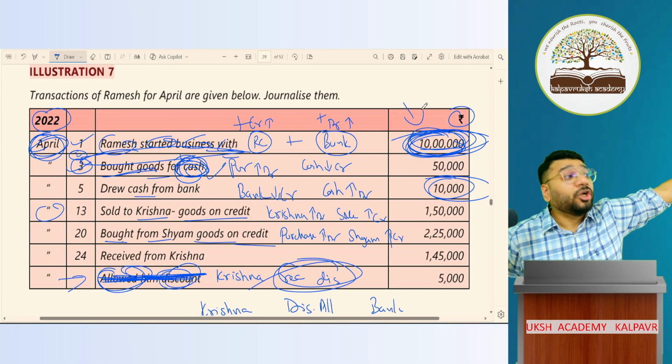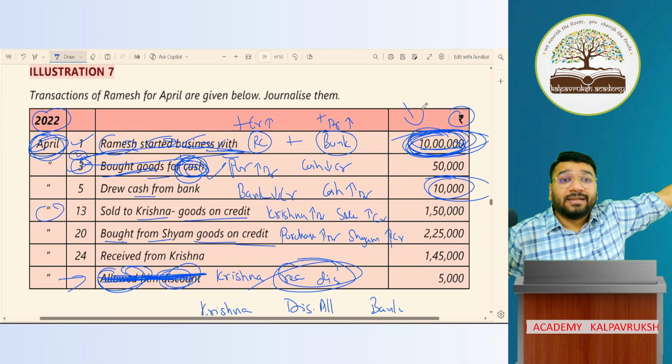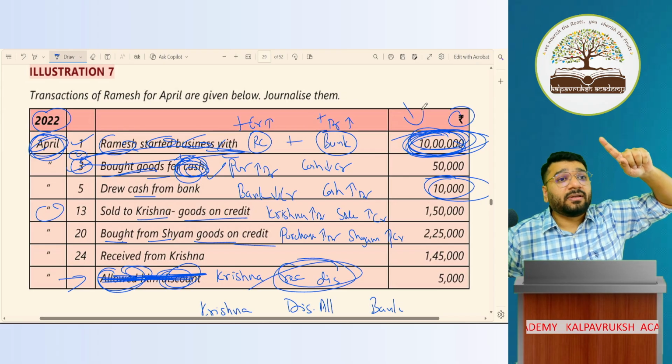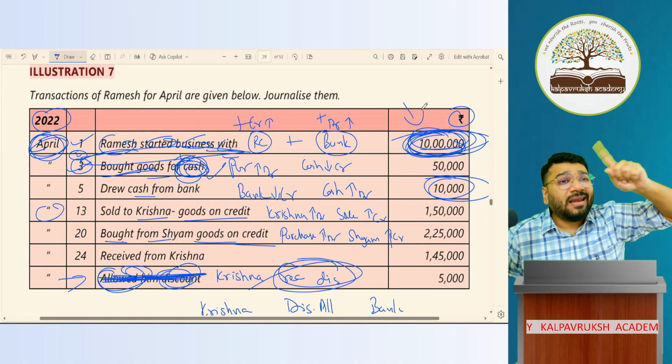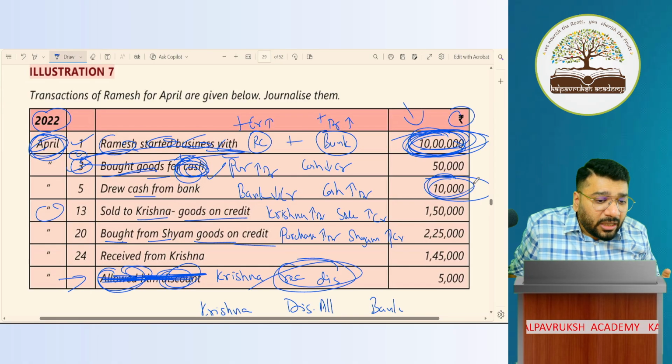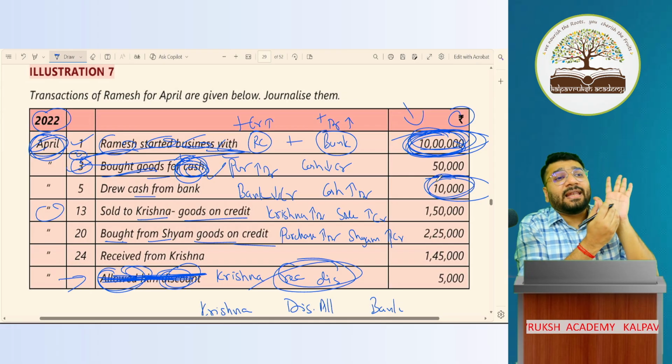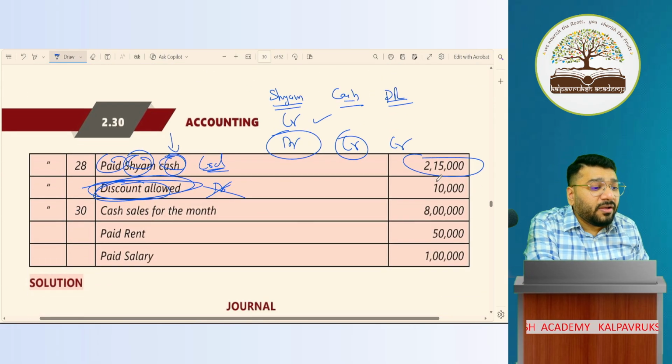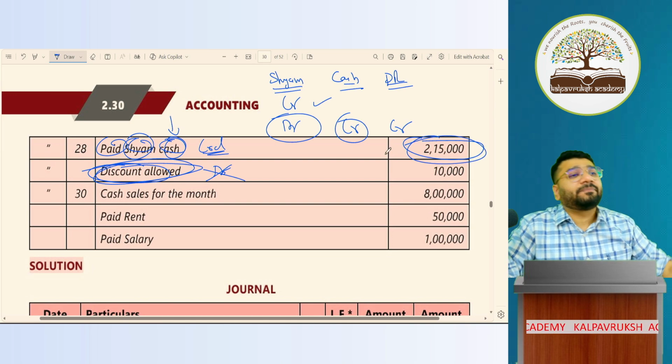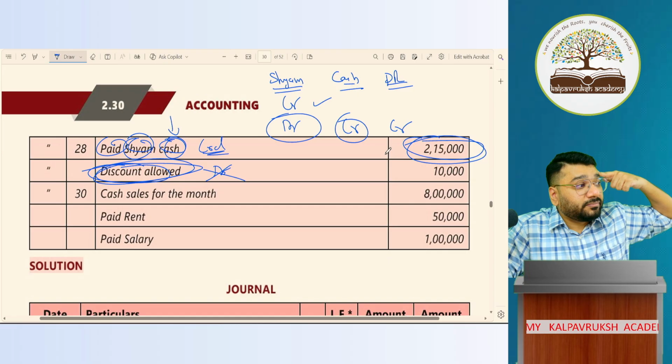But this question: do you really have a cash balance? You started the business with 10 lakh rupees, and all the money is in the bank. You withdrew 10,000 from the bank. How much money is there in cash? Only 10,000. From where will you get 2,15,000 to pay? Think about it.